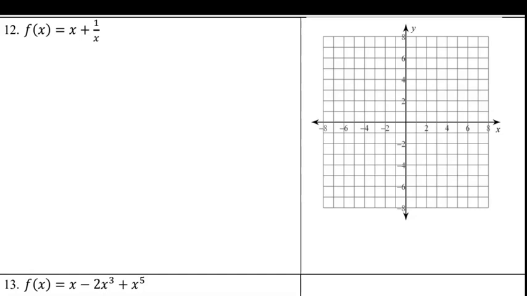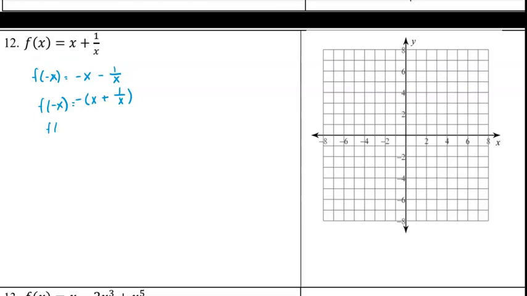Let's take a look at this one. We have f of -x equals, it's going to be -x, then -1 over x. I can actually take out a negative, x plus 1 over x. Like that. So that tells us that f of -x equals -f of x. Therefore this is odd. If I want to graph it, okay, x equals 0 is still the vertical asymptote. So x equals 0.